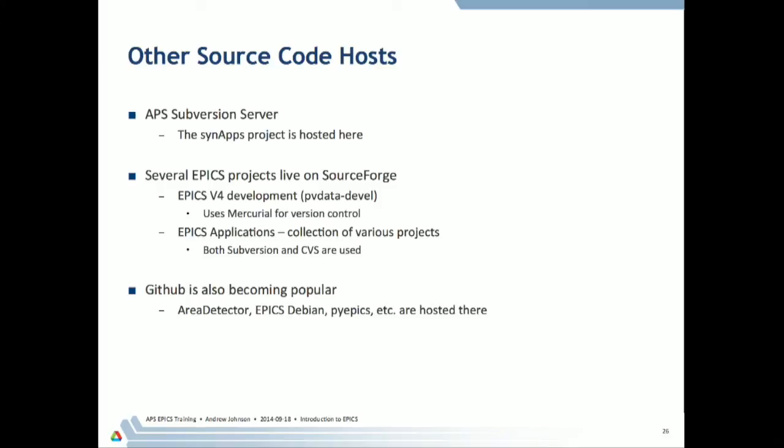There's a large one called EPICS Applications, which actually has a collection of a number of different projects that have all joined on that one SourceForge project. So there's multiple pieces of software kept in the same area, and they use both Subversion and CVS. But up and coming, GitHub and Git is becoming the popular place to store that. So Area Detector, the version 2 of Area Detector is now using GitHub. There's an EPICS Debian project up there, the PyEPICS that Matt Newville will be talking about later in this course. That's hosted there, and so on.